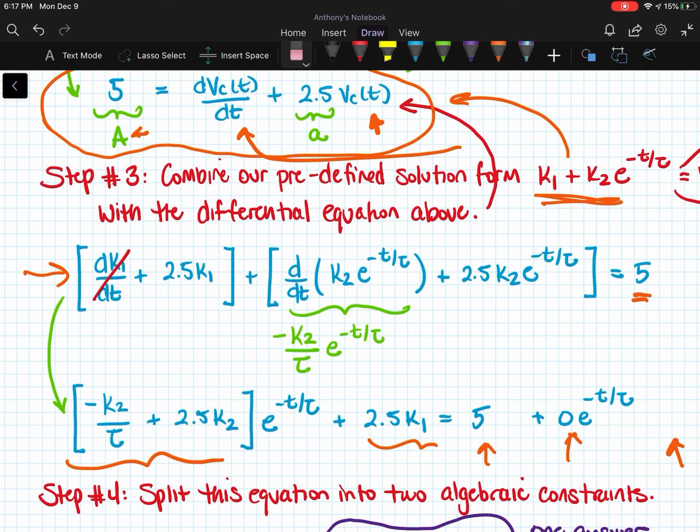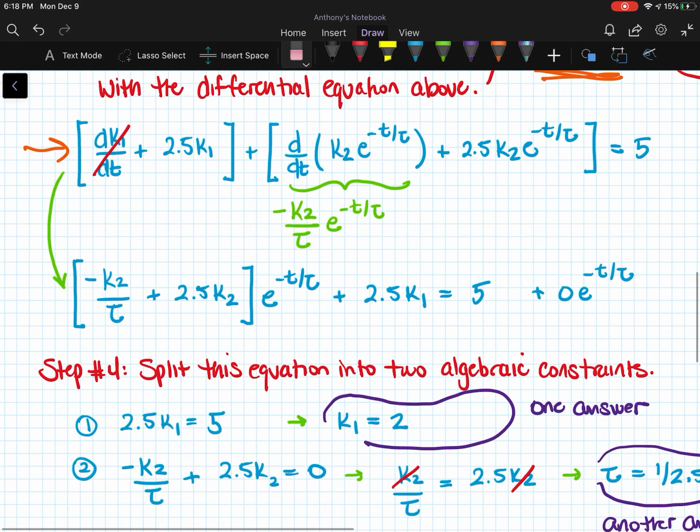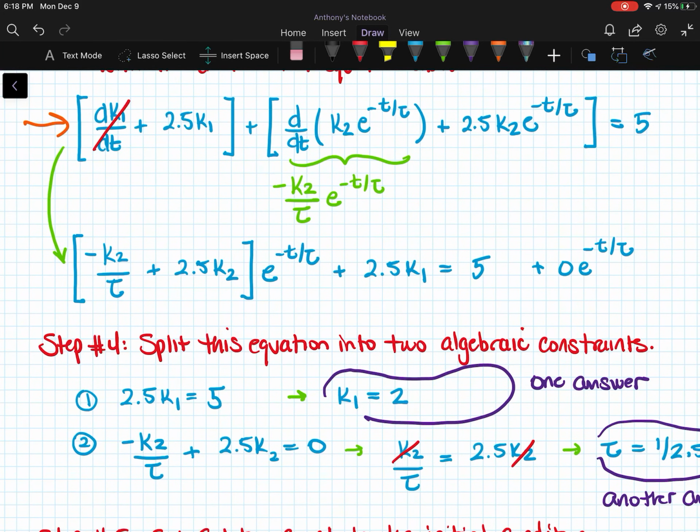And once we make our simplifications, what we'll see is that we can divide the equation into two constraints. One is associated with the coefficient of e to the negative t over tau, and that will have to equal 0. The other is essentially the constant term. So 2.5 K1 must be equal to 5.